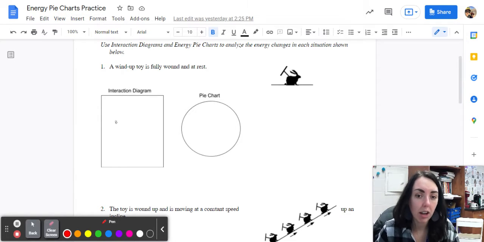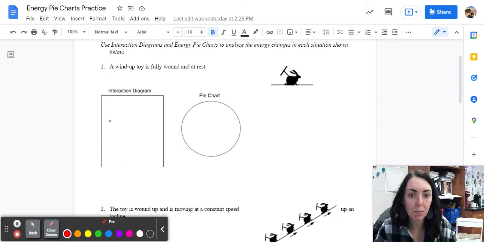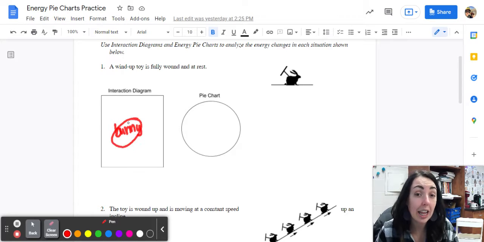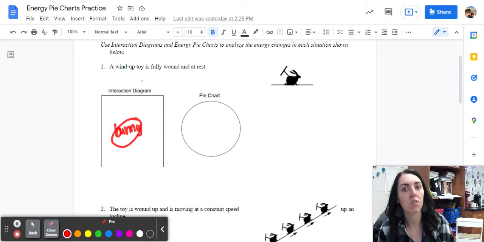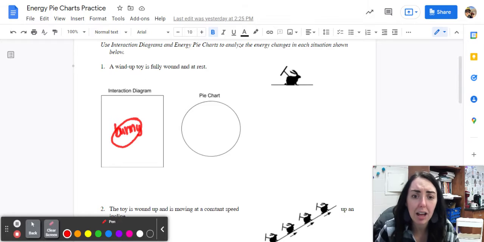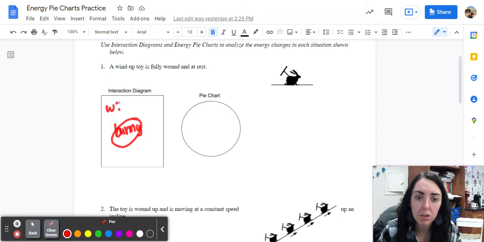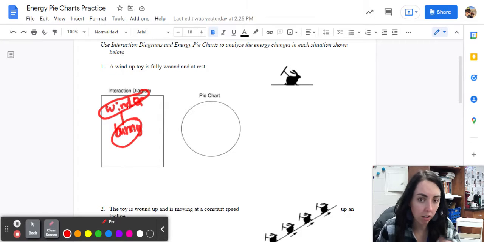And so with the interaction diagram, I'm just writing what's in the system and what's connected to it, just again to help me think through what types of energy might be at play here. So I've got the bunny. I'm just going to circle it. Any object, circle it. Now I think what's interacting with the bunny, like what's pushing the bunny, pulling the bunny, anything like that. Well, it's got its little winder on its back, and that seems kind of important. So I'm actually going to separate out the winder. And then I just draw a little line between them to show that they're connected, they're interacting.